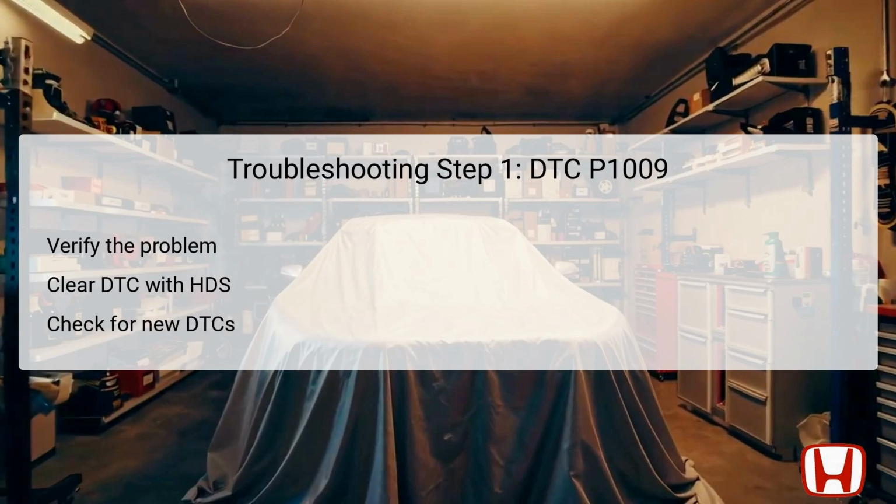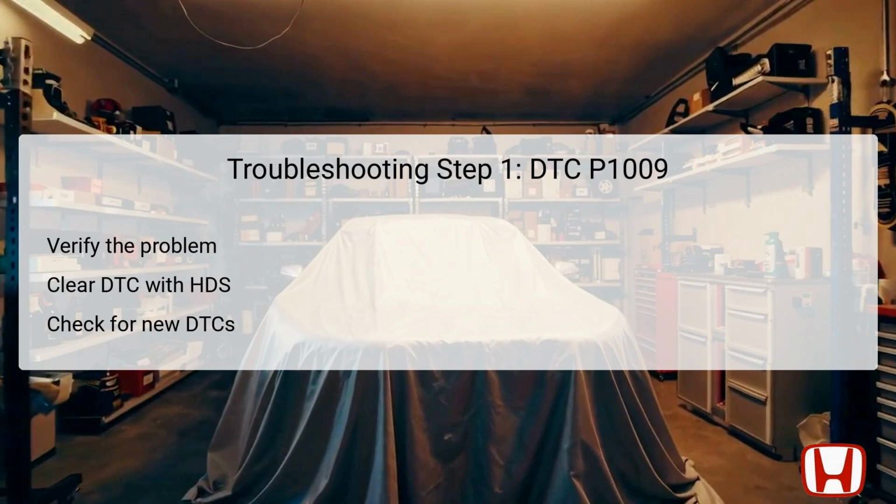The first step in troubleshooting DTC P1009 is to verify the presence of the reported issue. Start by turning the vehicle ignition to the on position without starting the engine. Use the Honda Diagnostic System, HDS, to clear any stored DTCs. This action ensures that real-time diagnostics are performed, reflecting the current state of the vehicle systems.